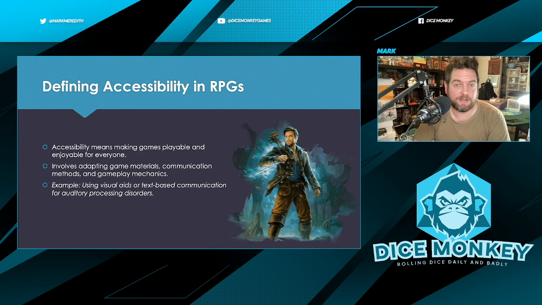So to define accessibility in RPGs, we are talking about making games more playable and enjoyable for everyone at your table. This involves adapting game materials, communication methods, and gameplay mechanics. For example, using visual aids or text-based communication for auditory processing disorders. I myself have this issue.